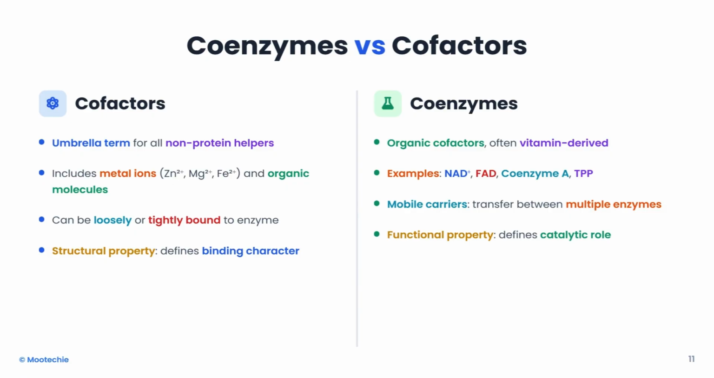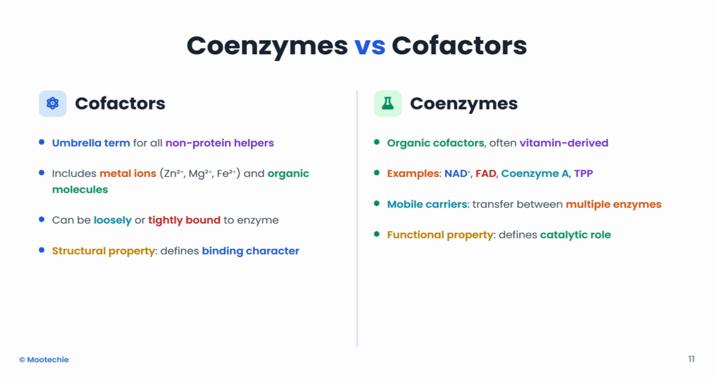Let's clarify. Coenzymes versus cofactors. First, cofactors. This is the umbrella term for all non-protein helpers. It includes metal ions like zinc 2+, magnesium 2+, iron 2+, and also organic molecules. They can be loosely or tightly bound to the enzyme. This is primarily a structural property that defines their binding character.